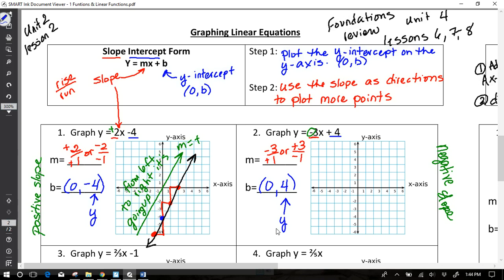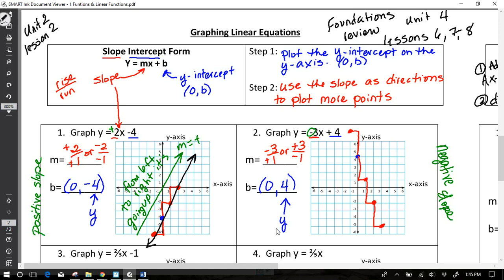So we're going to do step 1, which is to plot the y-intercept at +4. And then we will use our slope as directions. So I could go up 3, back 1, but that's off my graph. So instead, I will go down 3, right 1, down 3, right 1. And notice after I do that, every time I make a point on the Cartesian plane.